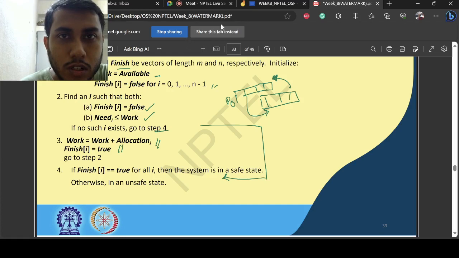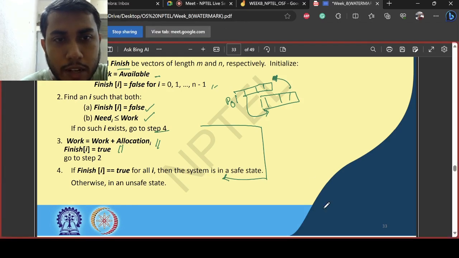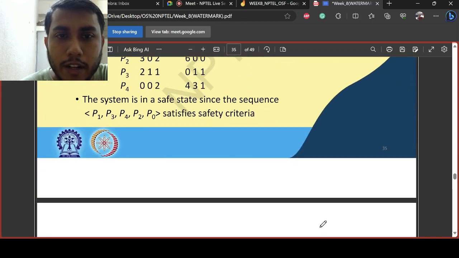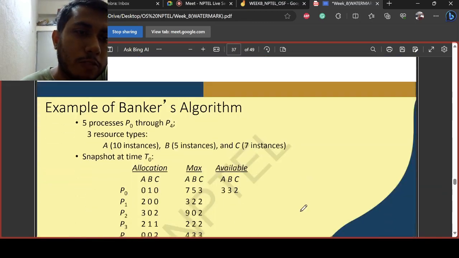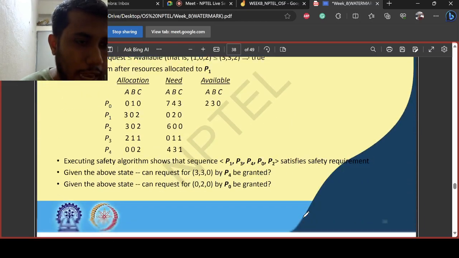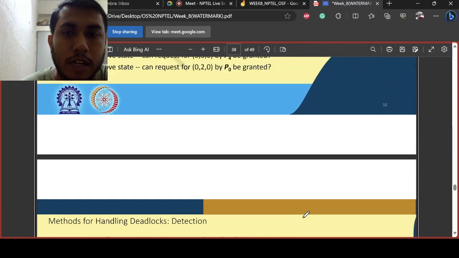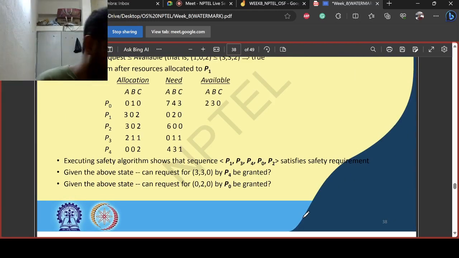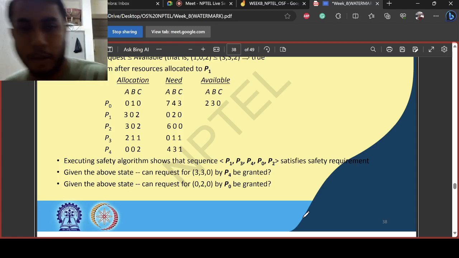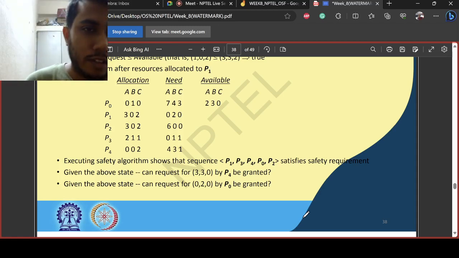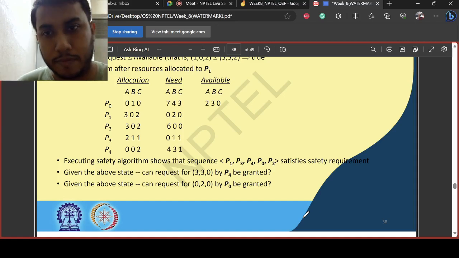Okay, so that is your Banker's algorithm. The problem with this Banker's algorithm is that you need to know beforehand how much claim each process will make. Each process will require it beforehand. So that's the issue here.